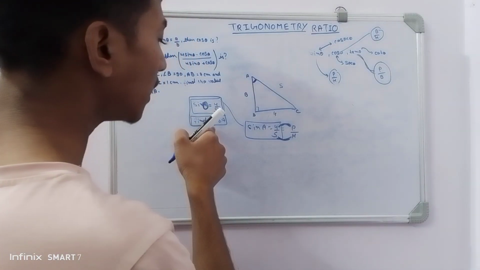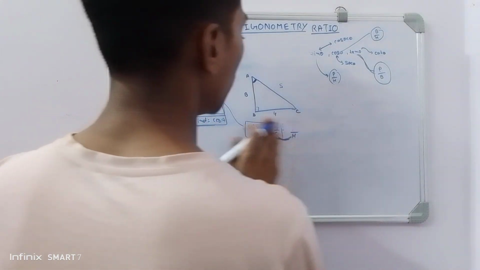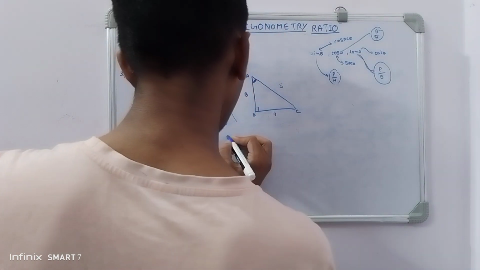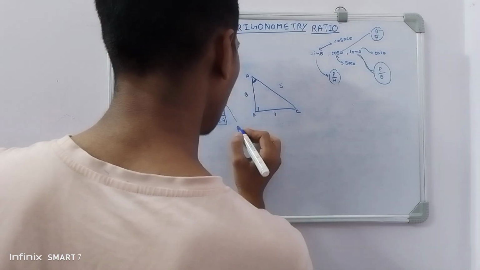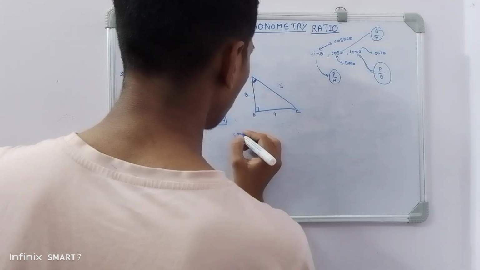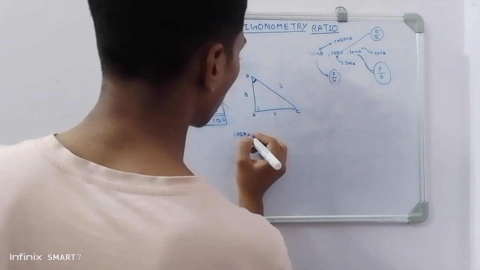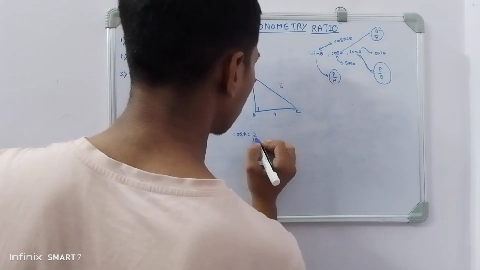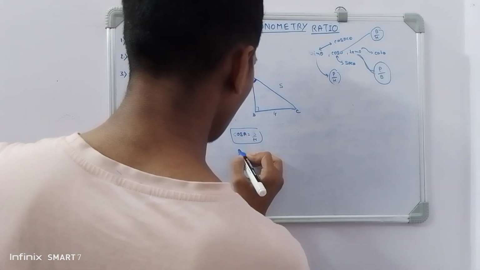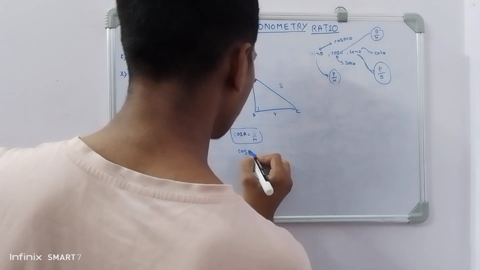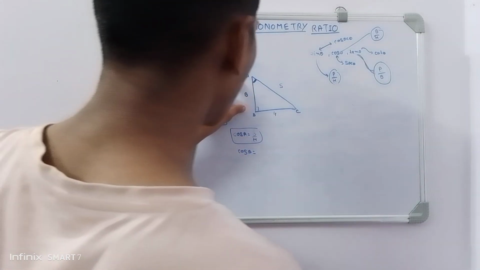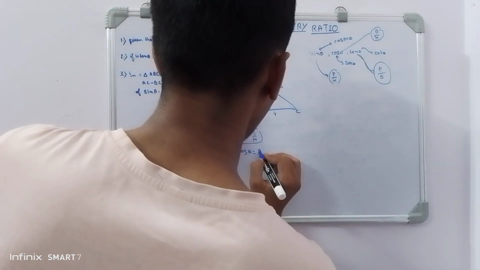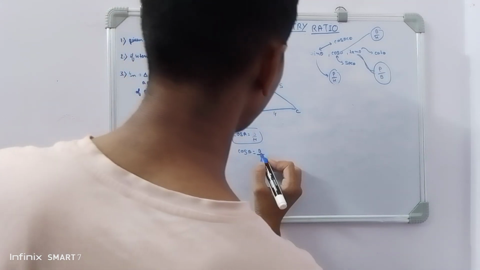Now you have to find the cos of A. Cos of A means the base by hypotenuse. The base you don't know, the hypotenuse you know, which is 5.